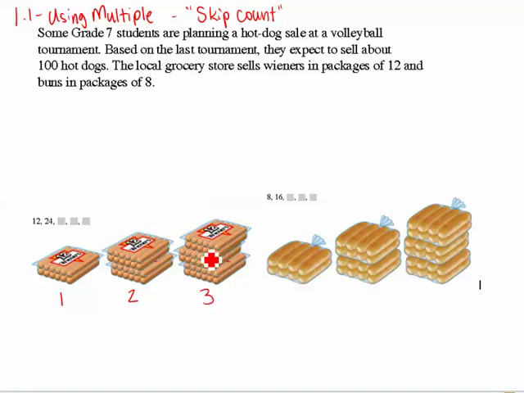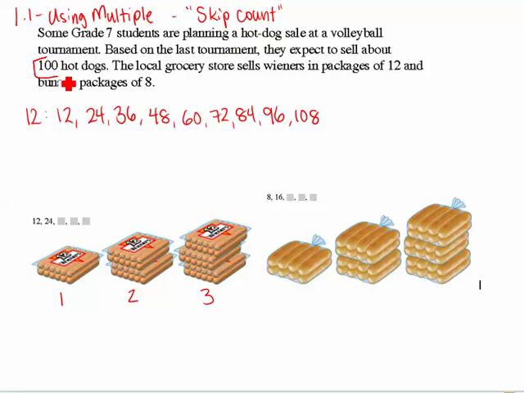And three packages, if we continue on the trend, the multiples of 12 are 12, then 24, then 36, and then if we continue skip counting up, the next one is 48, then 60, then 72, then 84, then 96, and then 108. Now we're going to stop there because if we look back at our problem, we don't want more than 100 hot dogs. So we'll stop at around 108 anyway. So these are multiples for our sausages.